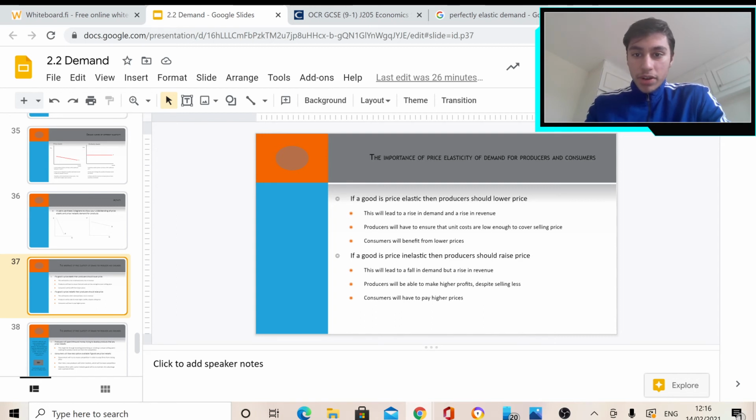Producers will have to ensure that unit costs are low enough to cover the selling price, which is very self-explanatory, and consumers will benefit from lower prices. Yeah, of course, consumers want lower prices, right? There is no questioning about that.